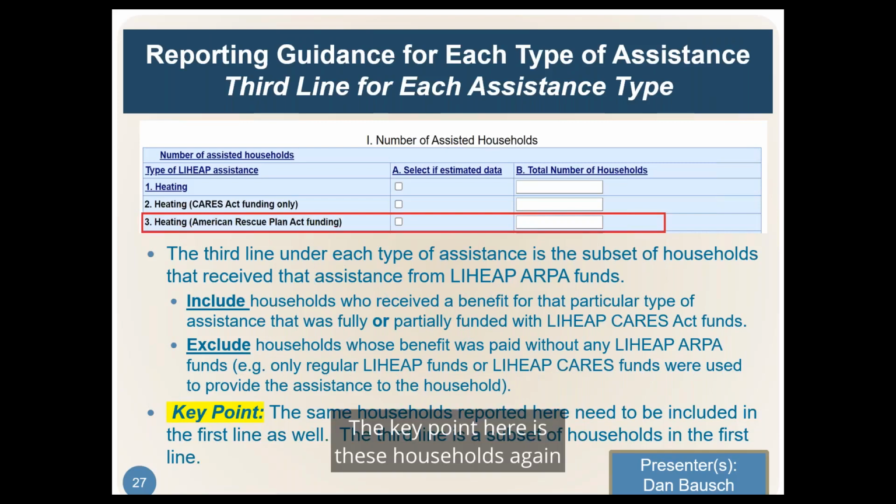The key point here is these households, again, are still households that should be included in that line 1 total, and that this is a subset of line 1. Now, if you're a state that didn't use your ARPA funds to provide benefits during 2021, then throughout this report, you'll have 0 households to report on the third line for this year. But you need to keep in mind that when you do use those funds to serve households during the current fiscal year, 2022, you'll need to be able to report on those households for next year's household report.